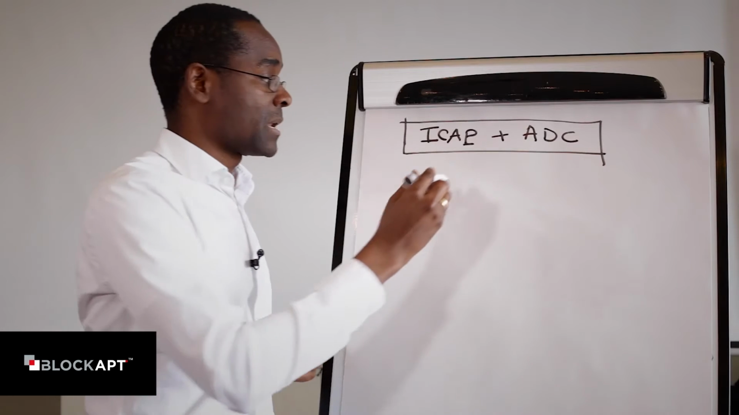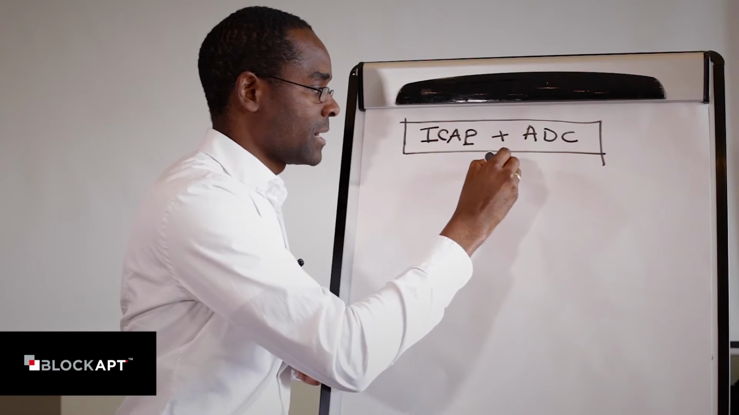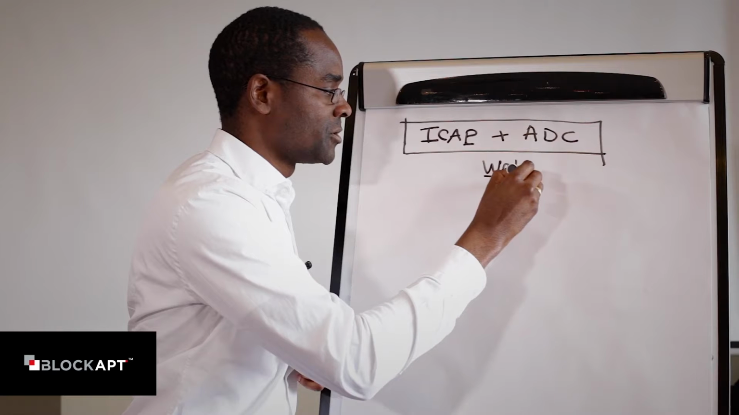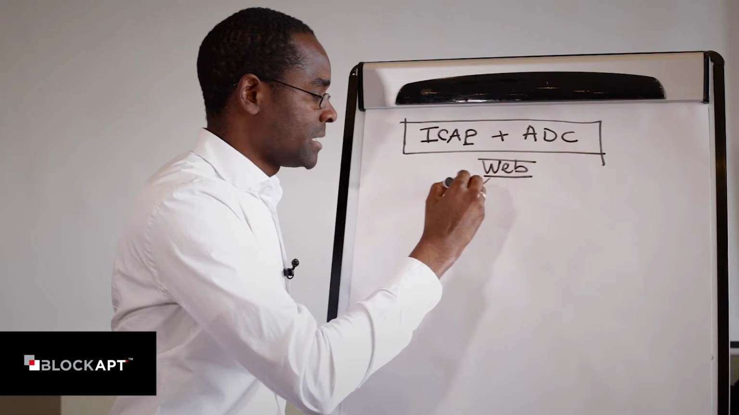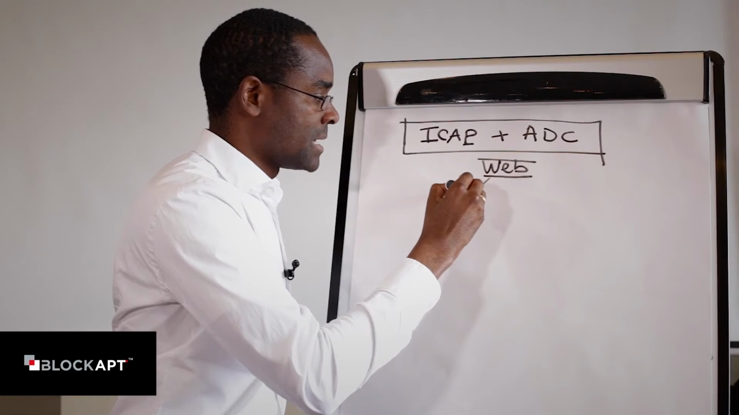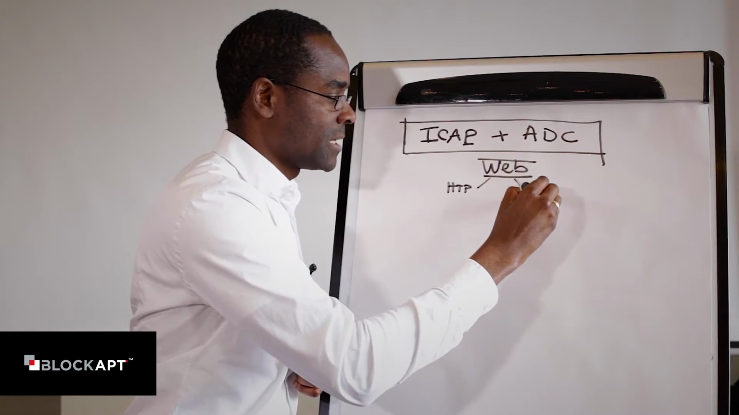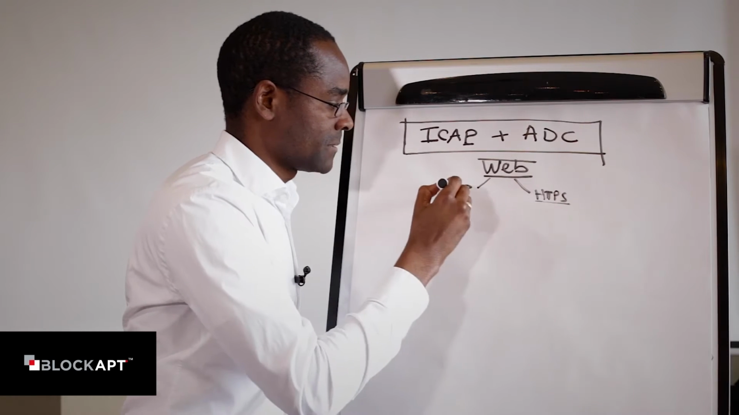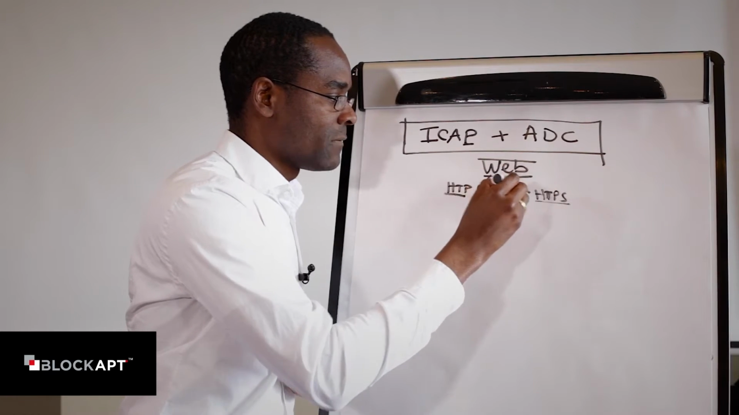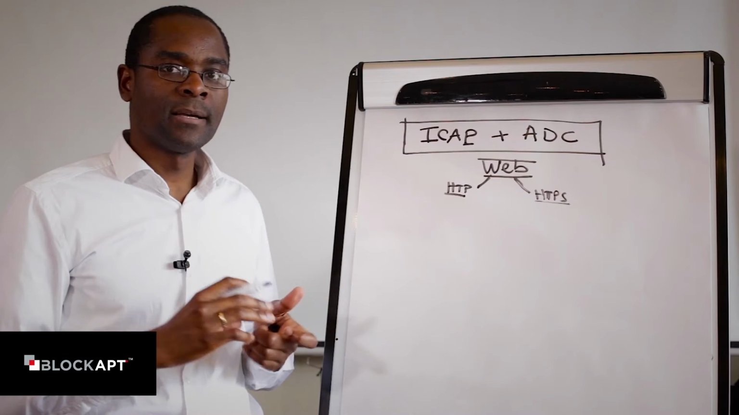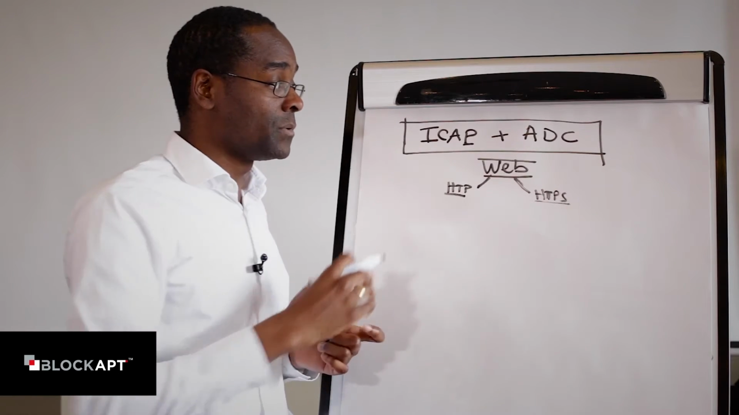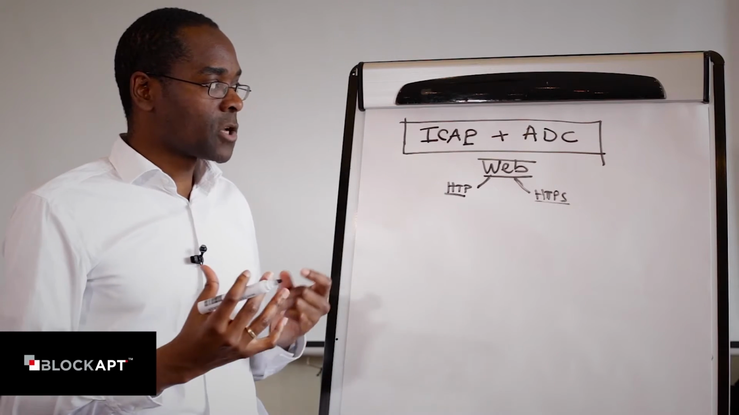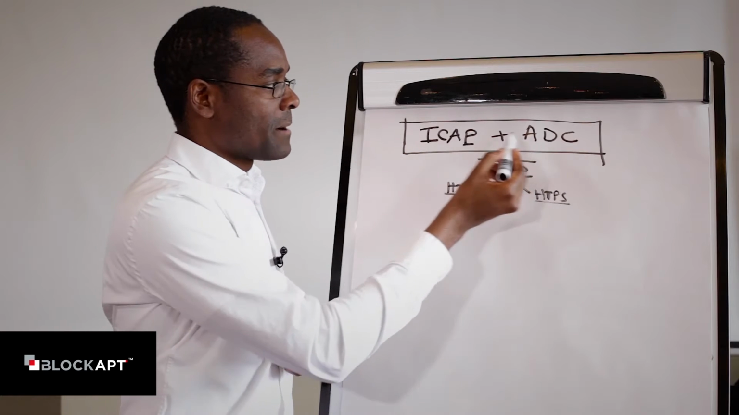More explicitly, I'm talking about web content, so we need to be quite clear about that. Usually this will be your HTTP and HTTPS traffic. We're not concerned about any other type of traffic like email and so on, so it's quite specific to web-based traffic. So here we're talking about ICAP and ADC.